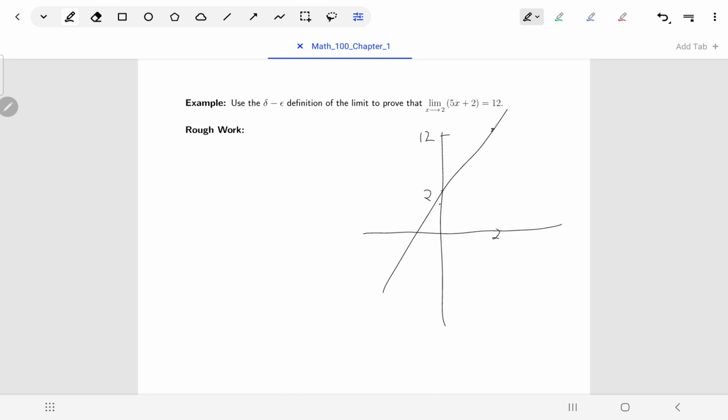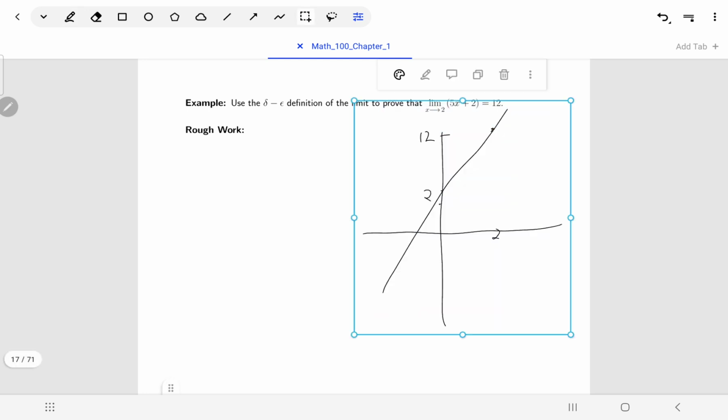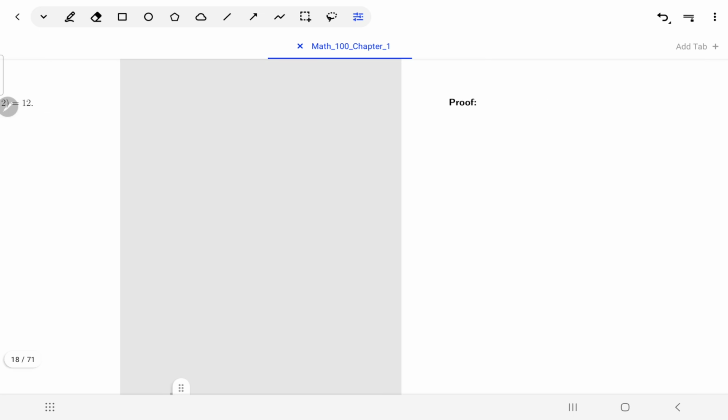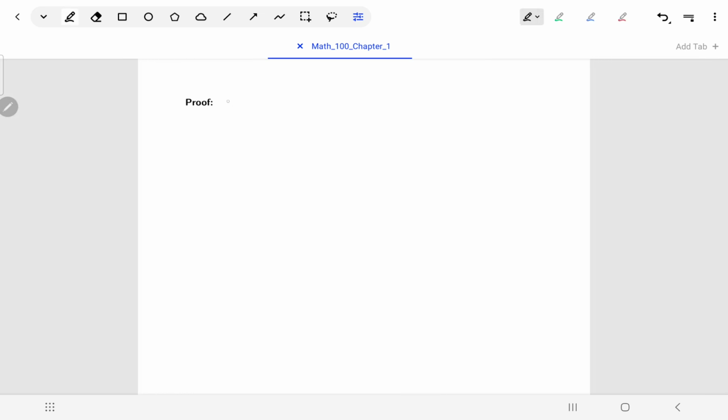As x is getting close to 2, if you looked at the graph of this, the y values are getting close to 12. So now we want to prove that, though. And to do that, we're going to have our proof start off with letting epsilon be bigger than 0. I'll have to say something in this part here about what delta is.